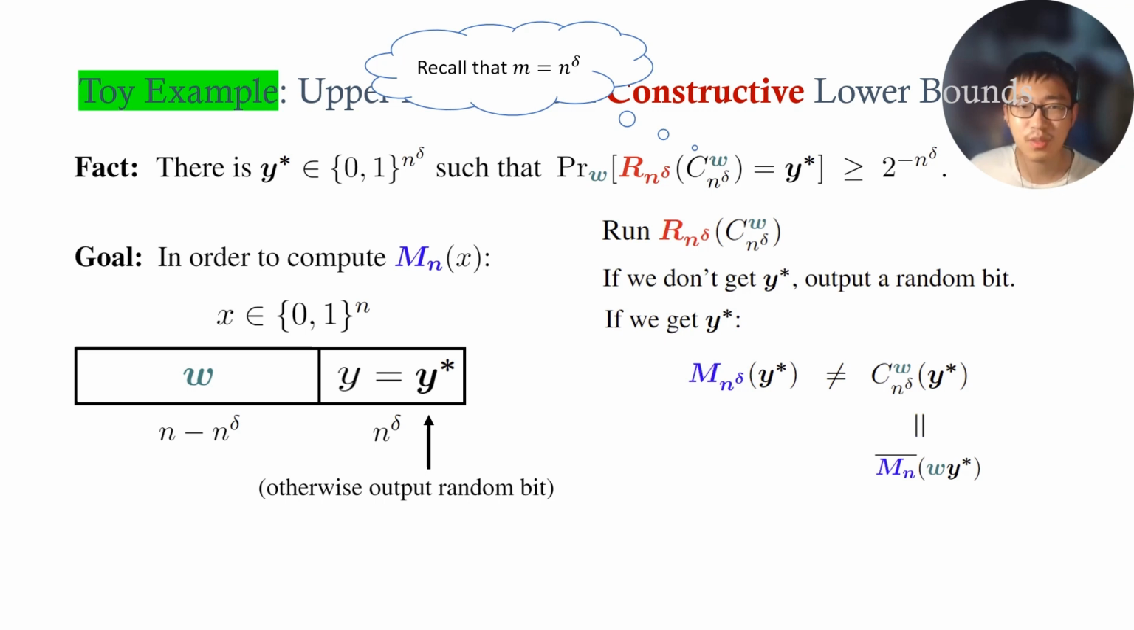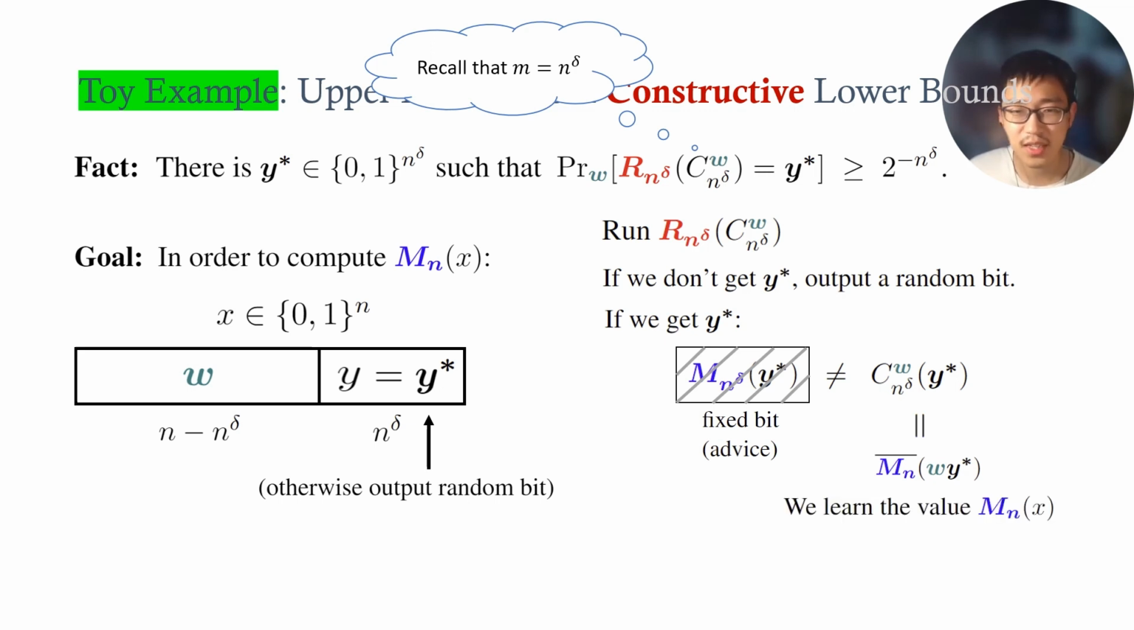Concretely, given input x, which equals w and y, we first run the refuter R on the circuit C_w. If we don't get y star, the algorithm immediately outputs a random bit. Otherwise, since the refuter always reports a point on which the circuit differs from the language L, which means that M given y star is not equal to C_w given y star, by the definition of the circuit C_w, this means that M running on the string w y star, which equals x, is the complement of M running on y star. Since y star is a fixed string, we can even hardwire the value M(y star) into the circuit, which further means that when R(C_w) outputs y star, we can always output M(x), which is the complement of M(y star), correctly.